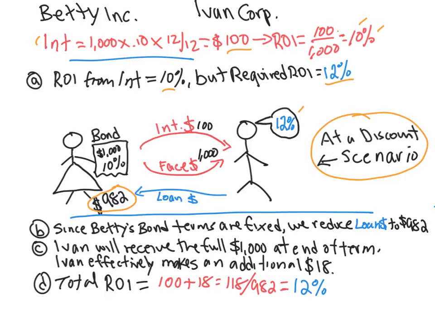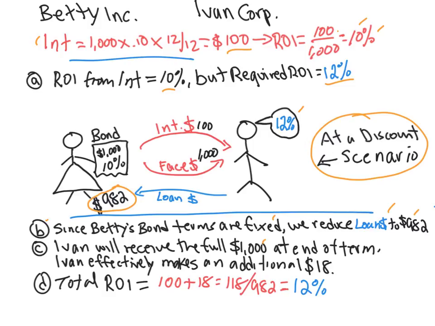So given that, let's go back and say this. Betty's bond terms are fixed, so we cannot change the bonds, but we could reduce the bond proceeds or the loan amount itself to 982. That means that Ivan will receive the full 1,000 at the end of the term of the life, even though he only loaned 982. So it's a differential there of $18.